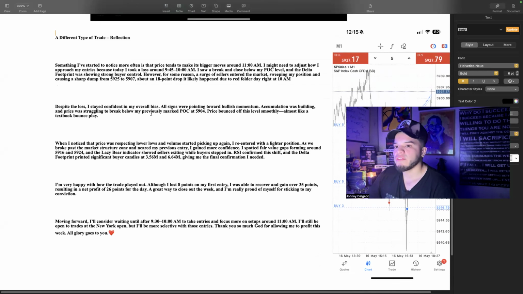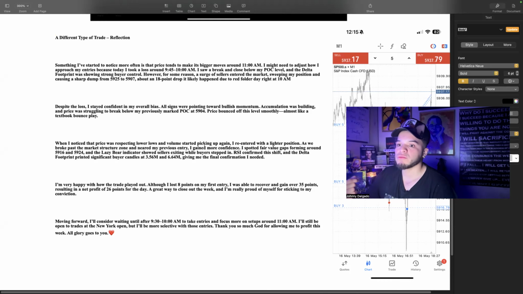despite the loss, I stayed confident in my overall bias. All signs were pointing towards bullish momentum. Accumulation was building, and price struggling to break below my previous marked POC, or again supply and demand zone, at 59.04. Price bounced off this level smoothly, almost like a textbook bounce play.